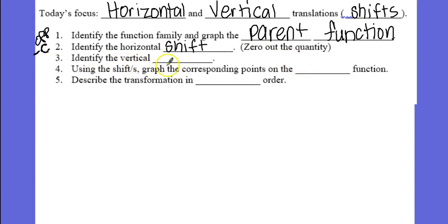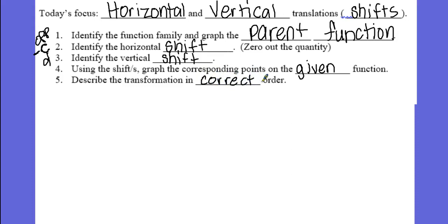After we do that, we're going to identify the vertical shift. This is your D term, and it's not the opposite of D. It's exactly D. If it says +3, we go up 3. If it says -2, we go down 2. Okay? Then using the shifts, you're going to graph the corresponding points on the given function. So we're just going to relocate the parent function. After we do that, I am going to ask you to describe the transformation in the correct order.